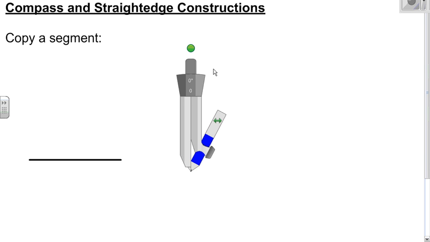Let's take a look at how to make some compass and straight edge constructions. Now, I'm obviously using a simulated compass on my computer. You can purchase these for 99 cents at the dollar store usually, or you can find them at Target, Walmart, places like that. Pretty inexpensive as well. But this electronic version works the exact same way.